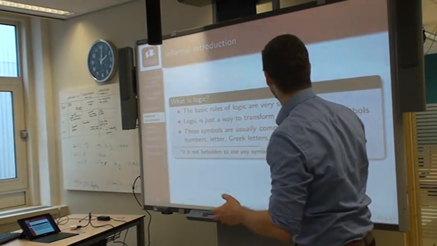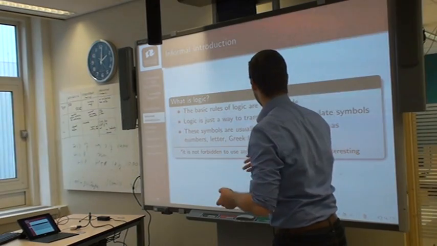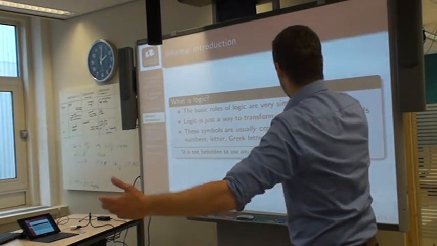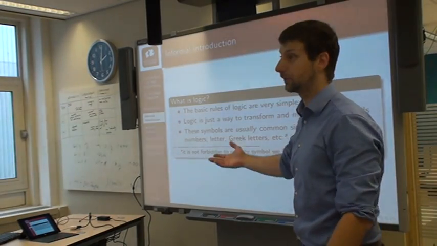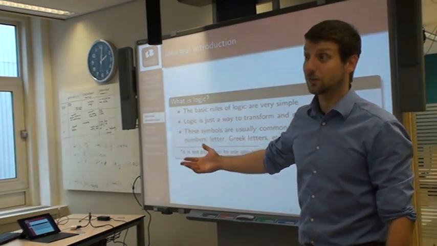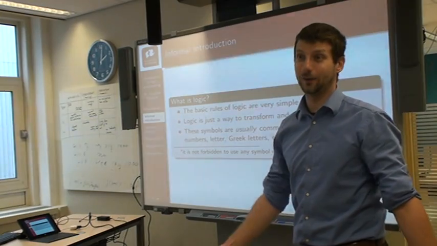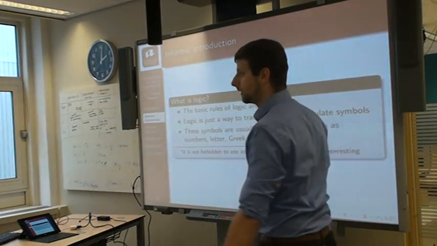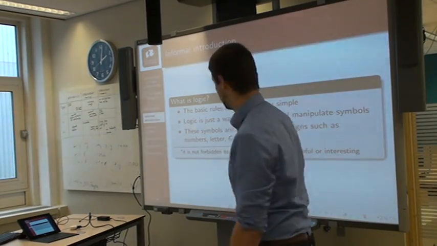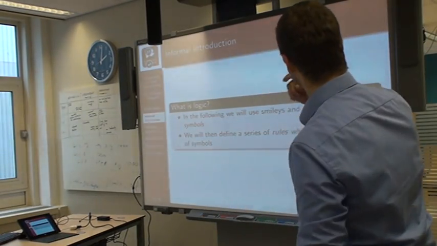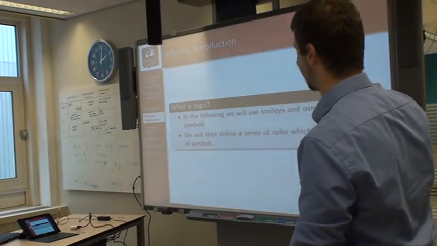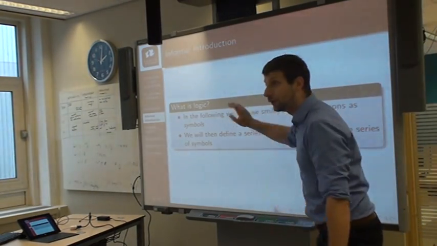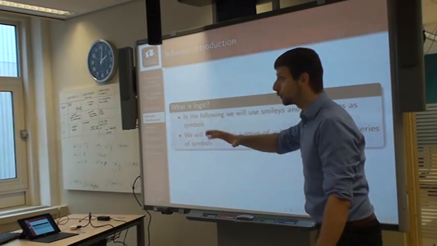Now these symbols are usually common signs such as numbers, letters, Greek letters, etc. But we can use whatever symbol we want. If you take a look at mathematics, there are plenty of very funny symbols everywhere, so we can use them. We can use whatever we want. So indeed, in the first example, we will use smileys and other icons as symbols, just to show that we are not forced in any way to use traditional symbols.